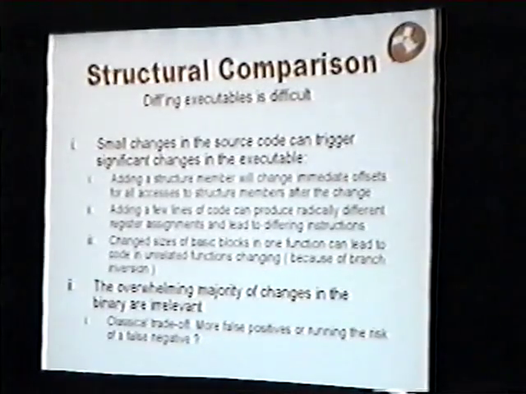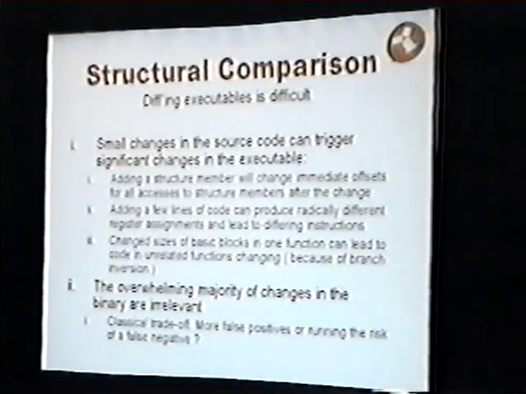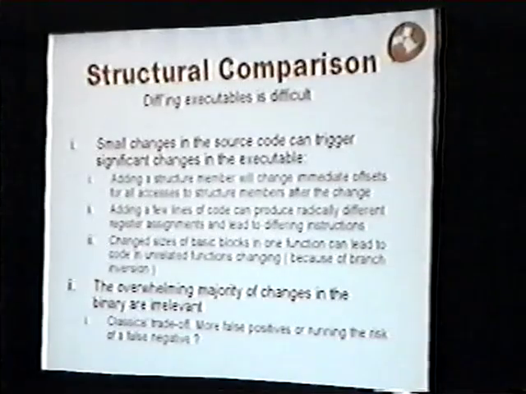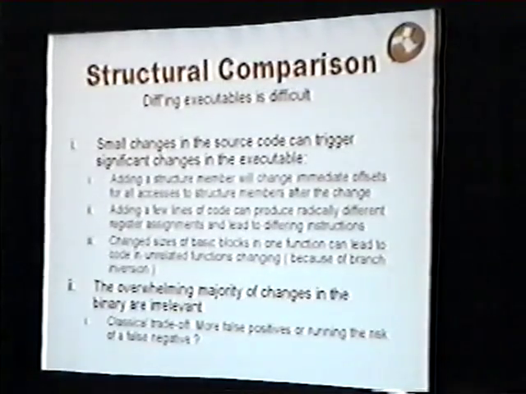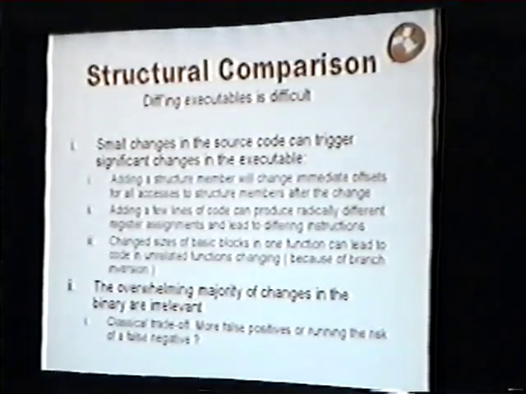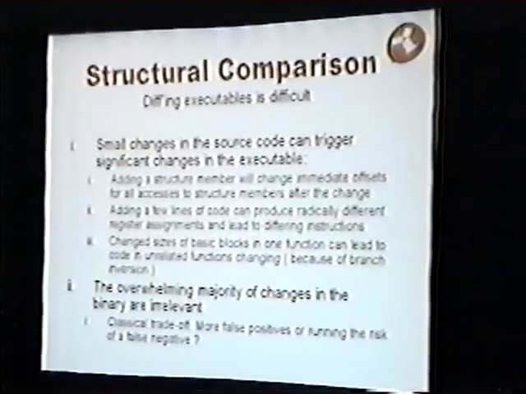Now, diffing executables on an instruction level is really difficult. A very small change in the source can trigger significant changes in the executable. Adding a structure member will change all the immediate offsets which deal with that structure. If you have a structure of, I don't know, 16 members, and you add a member in front of it, all access to that structure in the binary will change, like the immediate values for addressing the members of the structure will change.